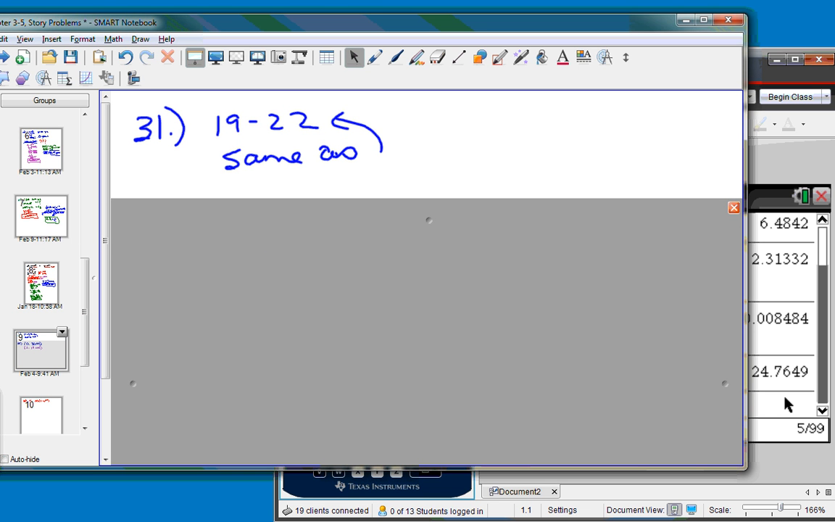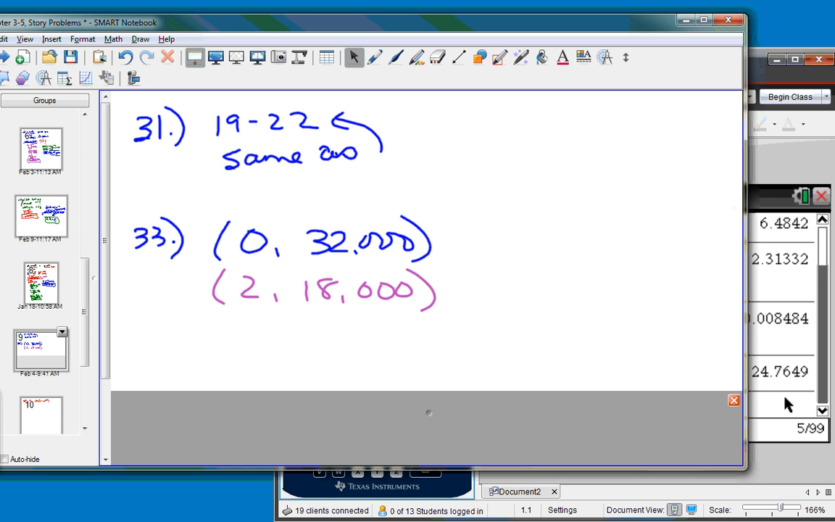Okay, problem 31. It's the same as 19 through 22. It's your isotope problem.